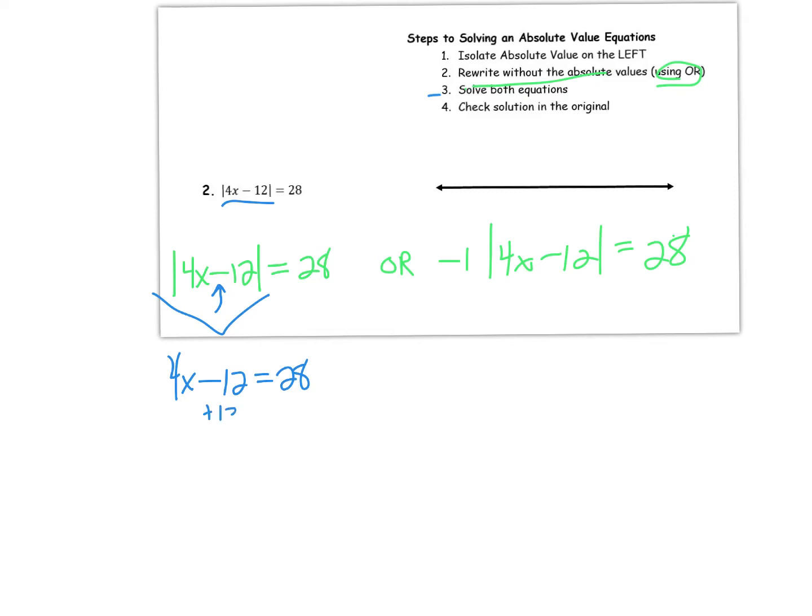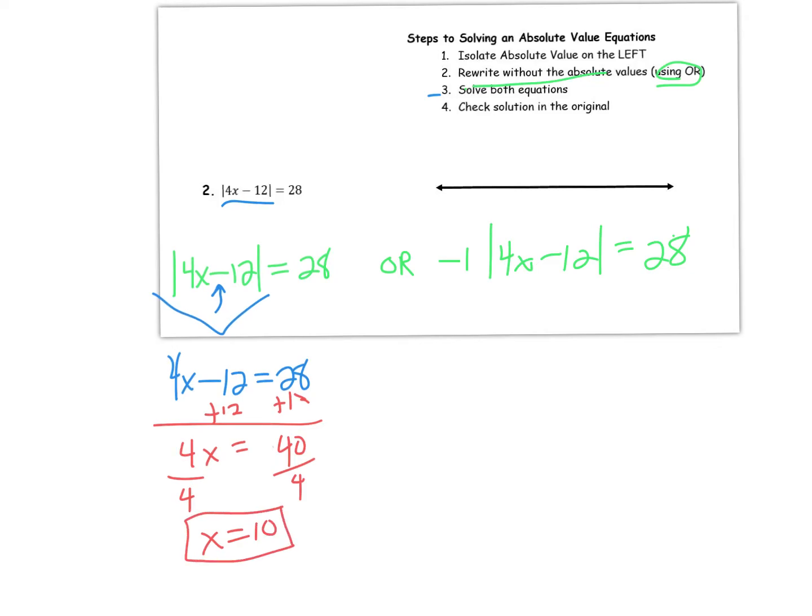So add the 12. Let me change color here so we know we're doing different things. So let's add 12. So 4x is going to equal 40. Correction, that's going to be 40. I'm sorry, 40. All right, now divide by 4. So x is equal to 10. Wonderful. We got one solution.